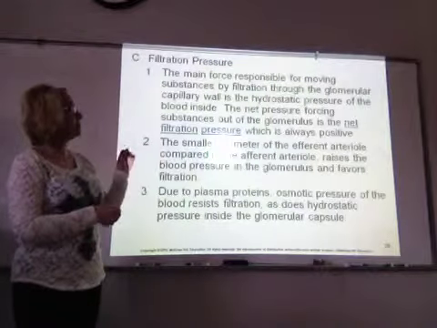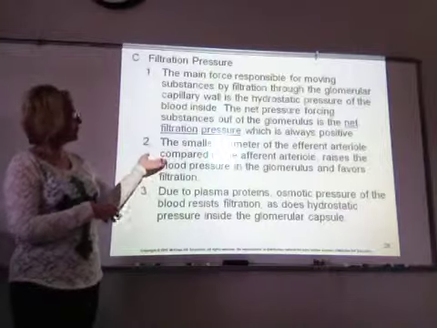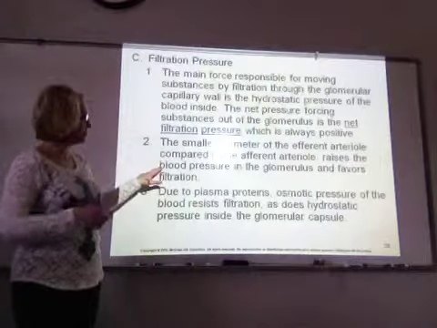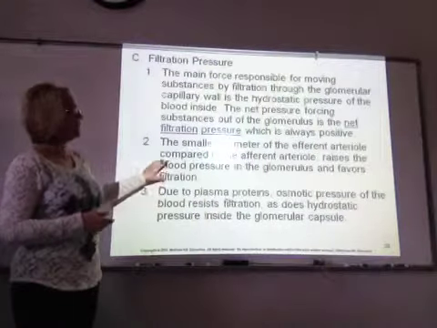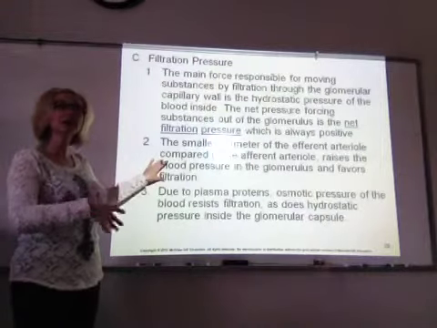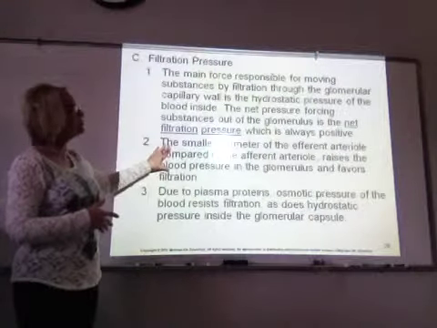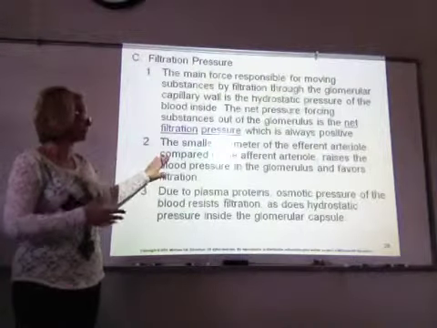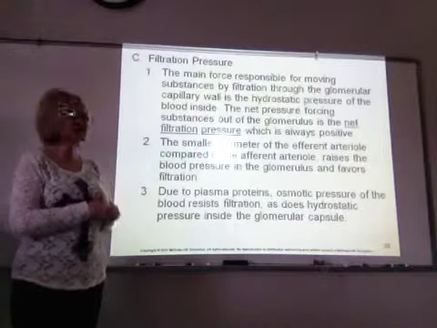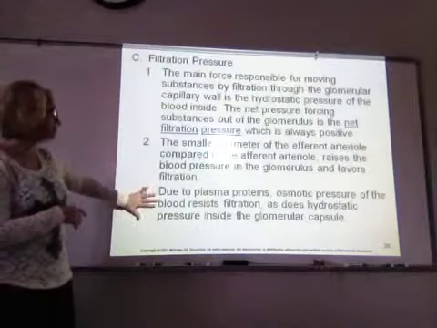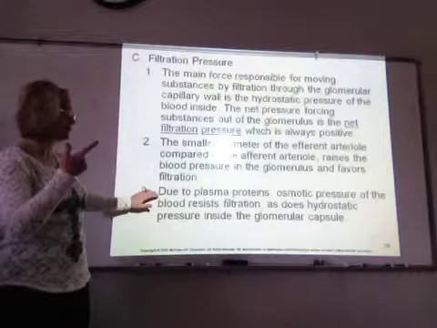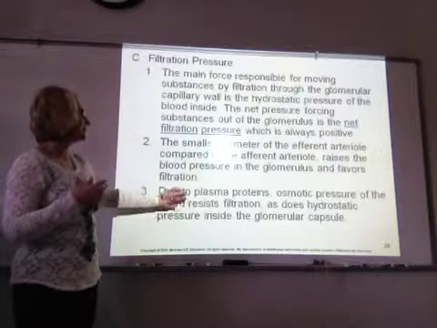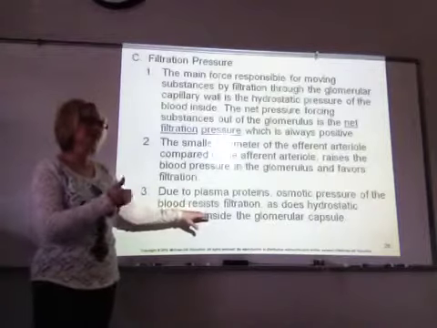The smaller diameter of the efferent arteriole compared to the afferent arteriole raises the blood pressure in the glomerulus, and that favors filtration. And that's kind of back to the question about blood pressure. The amount of water or the pressure that's inside of your glomerulus, inside of your kidneys, also helps to dictate your blood pressure. So due to plasma proteins, osmotic pressure, hydrostatic pressure, some of these things are going to add to resisting filtration.